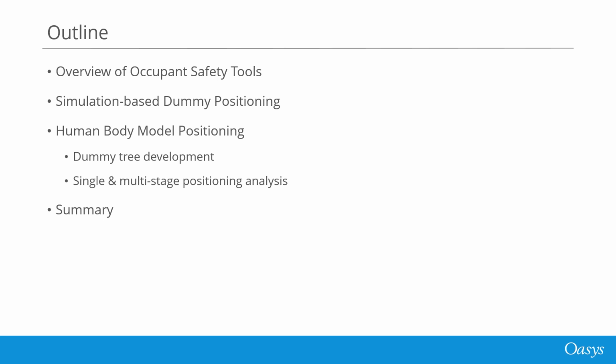So here is the outline of today's talk. First, we'll give you an overview of the occupant safety tools in the Oasys LS-DYNA environment. Then we'll move on and talk about simulation-based dummy positioning, and then how that can apply to human body model positioning. And then we'll summarize and wrap up.